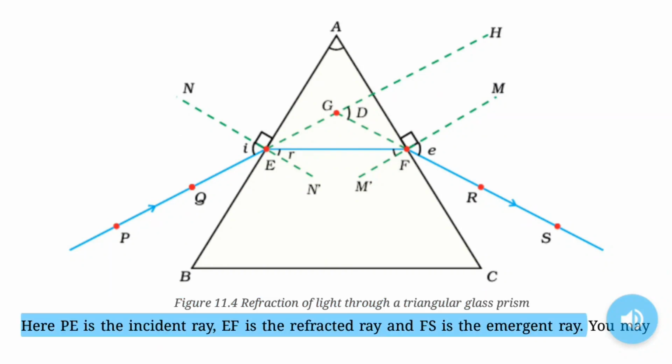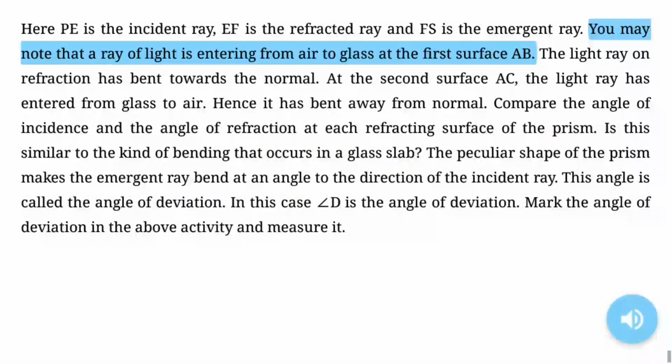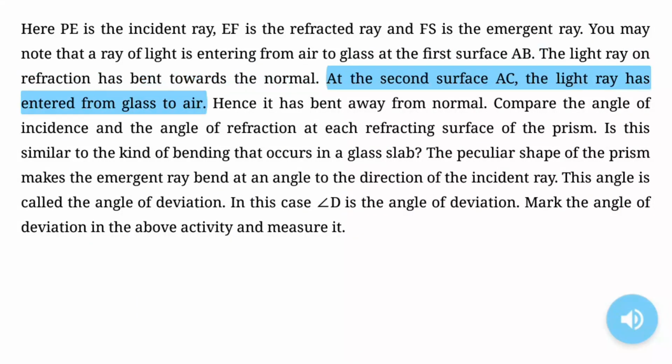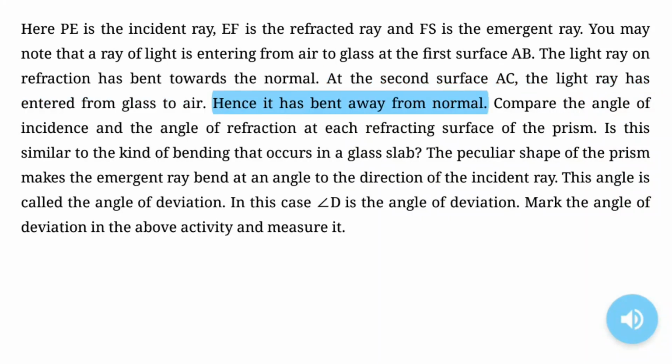Here PE is the incident ray, EF is the refracted ray and FS is the emergent ray. You may note that a ray of light is entering from air to glass at the first surface AB. The light ray on refraction has bent towards the normal. At the second surface, AC, the light ray has entered from glass to air, hence it has bent away from the normal.